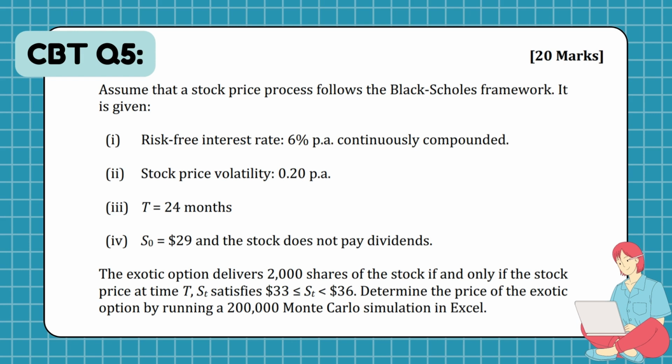The exotic option delivers 2,000 shares of the stock if and only if the stock price at time T, ST, satisfies greater than $33 and less than $36. Determine the price of the exotic option by running a 200,000 Monte Carlo simulation in Excel.